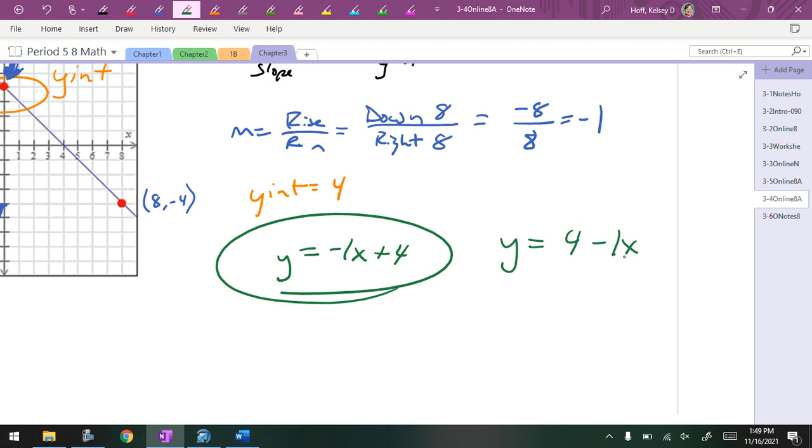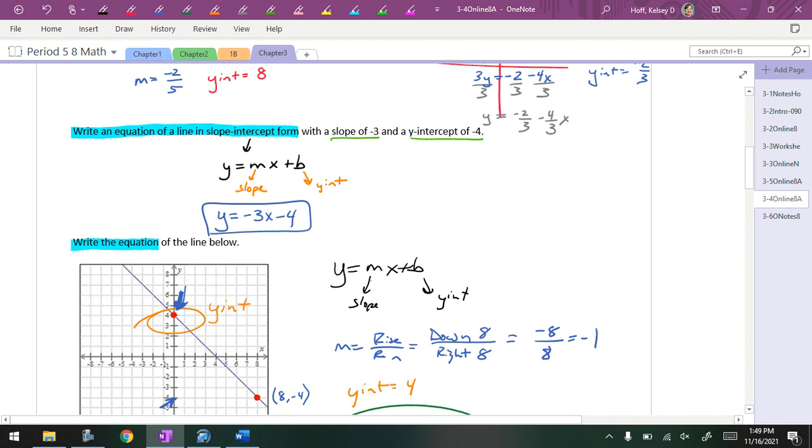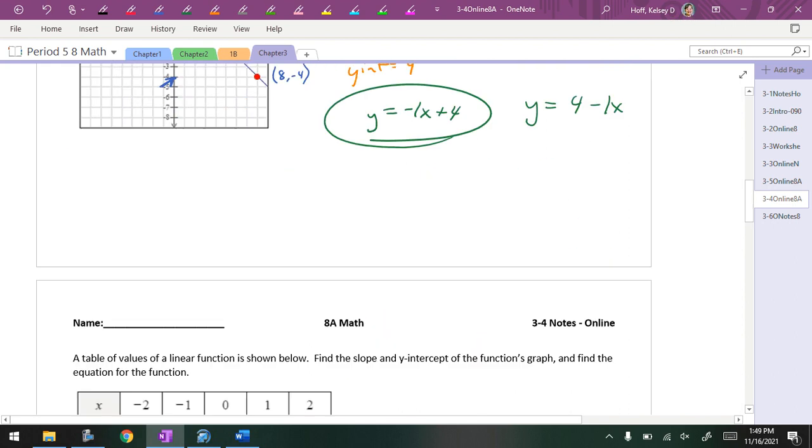Technically, you could. 4, the y-intercept, is a positive number by itself, so you don't have to write it as mx plus b. That's what I like to do. It's easier to spot, but technically you could put that 4 first. So they gave us information, we put it in an equation. They gave us a graph, we put it in an equation, flip it over.